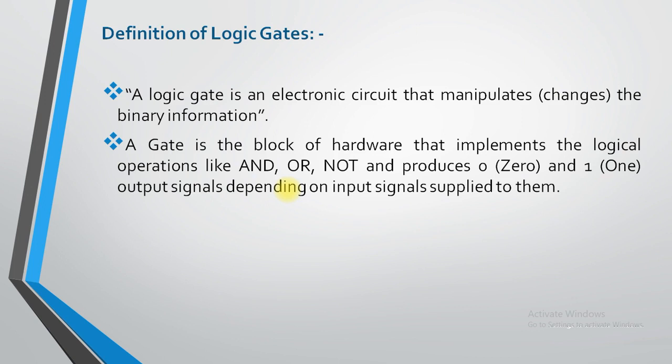So it is an electronic circuit which changes or manipulates the binary information. Now see, a gate means what? It is a block of hardware that implements logical operations like AND or NOT, and based on that it produces output signals in the form of either 0 or 1. But definitely this output is again based on the data which you have inputted using input signals. So based on your input signal, it will produce output which is either 0 or 1.